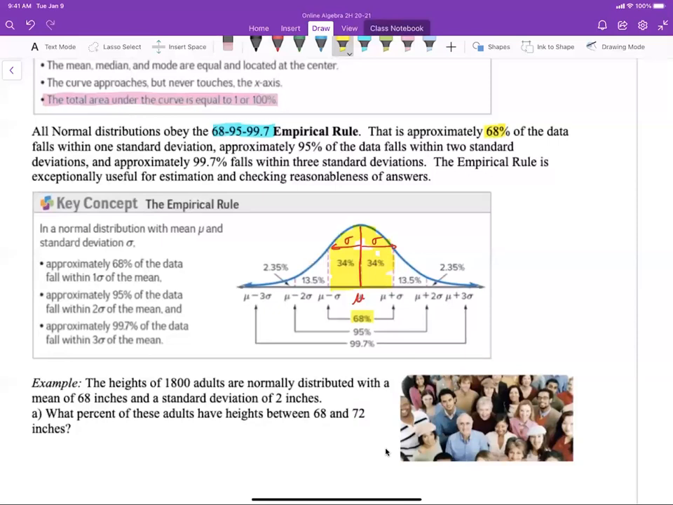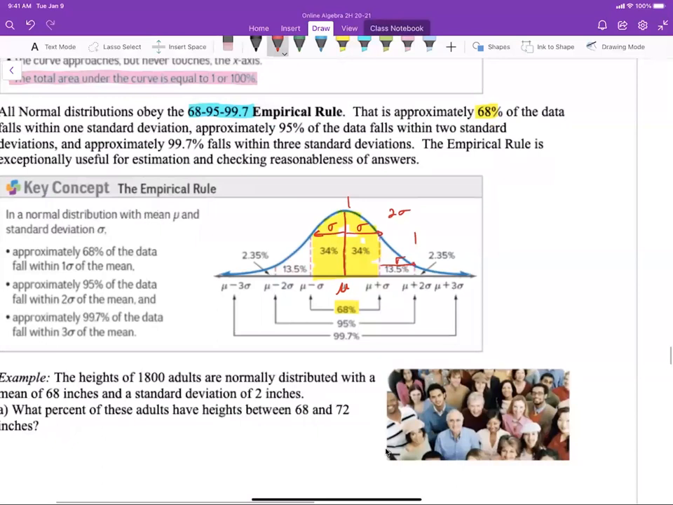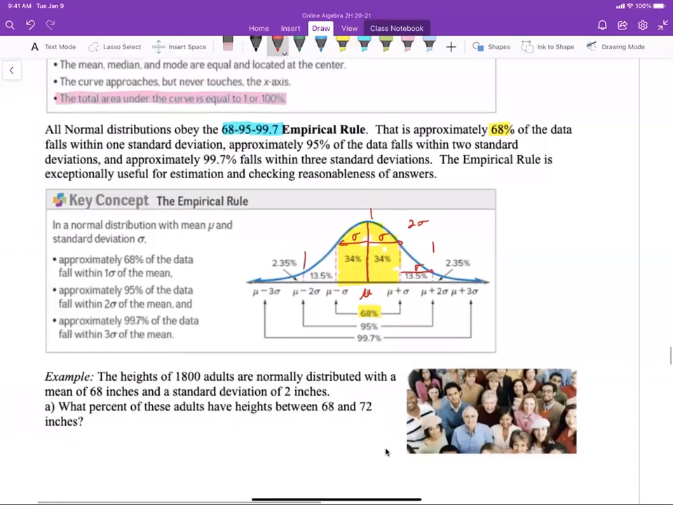Approximately 95% of the data fall within 2 standard deviations. So now I've gone another sigma over. So I have gone a total of 2 sigma to the right. And I have gone a total of 2 sigma to the left. And now that represents, let's use a light blue, this area will represent 95% of the data, from 2 sigma to the left all the way to 2 sigma to the right.